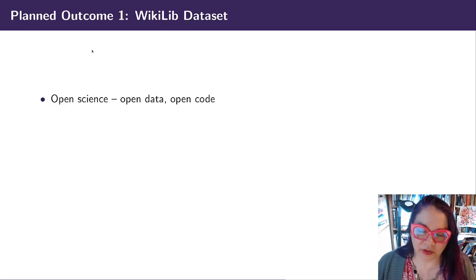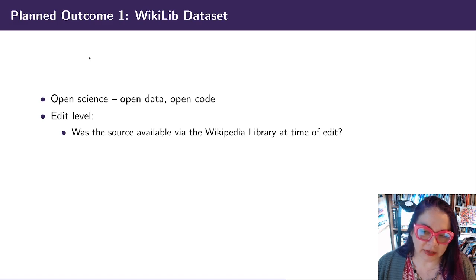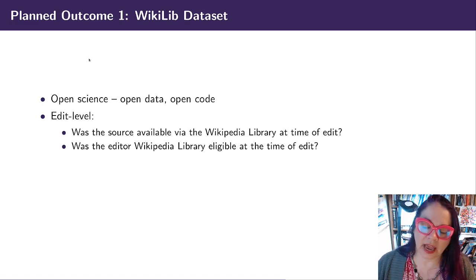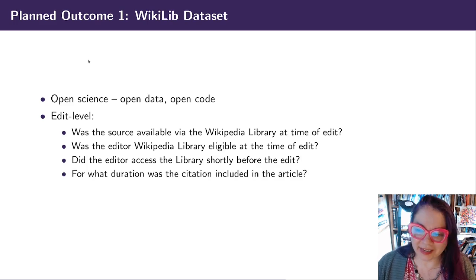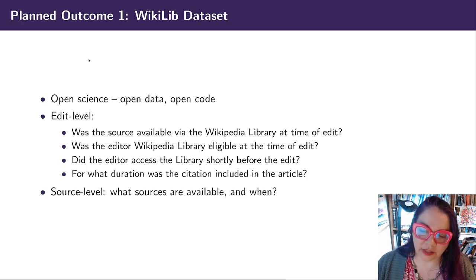Our planned outcomes for this project are to build out this WikiLib dataset around this open data, open code approach, an edit level dataset that will contain: was the source available via the Wikipedia Library at the time of an edit? Was the editor Wikipedia Library eligible at the time they made that edit? Did the editor access the library shortly before the edit? And for what duration was the citation, including this resource, included also in the article they edited? Our source level data set asks the question, what sources are available and when?